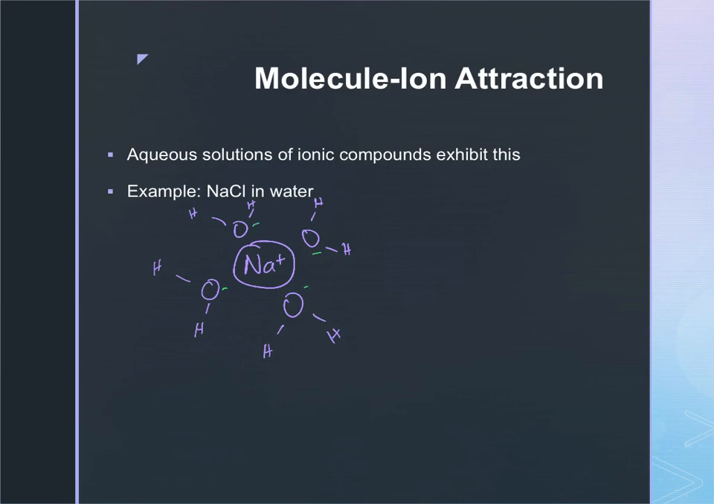Okay? The same thing happens when you have a Cl minus ion. So all these H's here, they're all going to orient themselves because of these partial positive charges. So that's just the molecule ion attraction. It causes this sort of faint force of attraction because of opposites attracting, and these molecules rearrange and orient themselves into these positions, okay? And that's it.